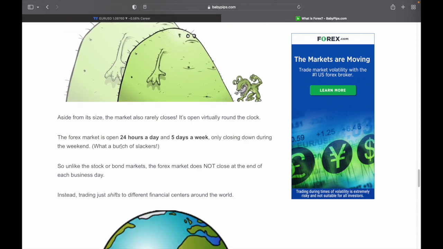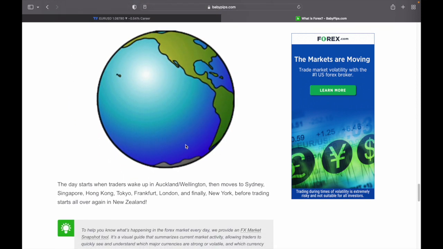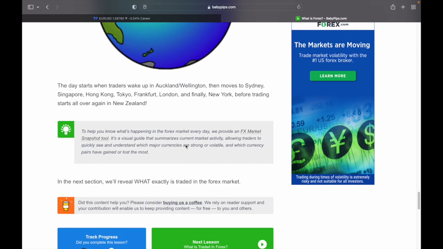Another key thing to key in on is the market is open 24 hours a day, 5 days a week, only closing down during the weekend. But if you choose to trade not Forex but cryptocurrencies at the same time, you'll be able to trade 24/7, 7 days a week, no matter what, which is really cool. And that's why I have Bitcoin as something that I like to trade.